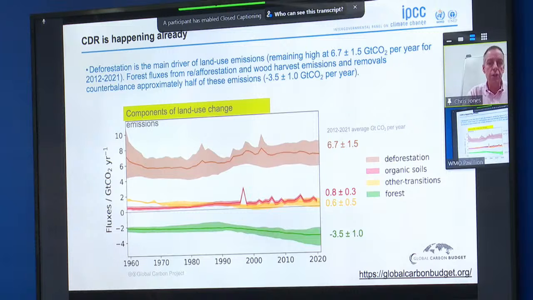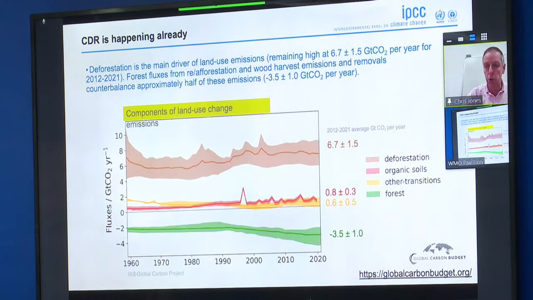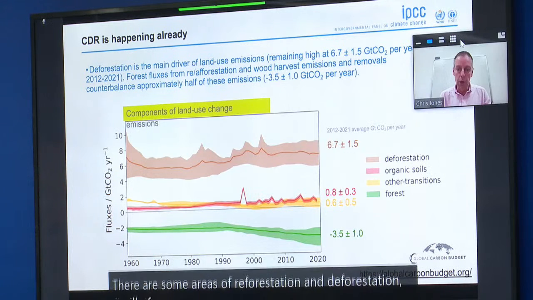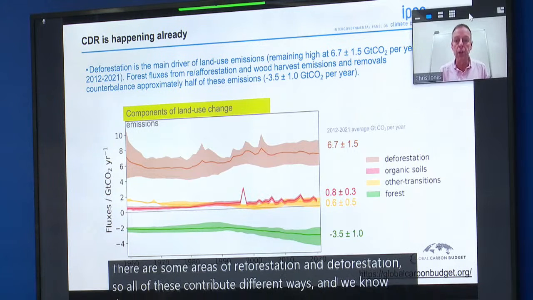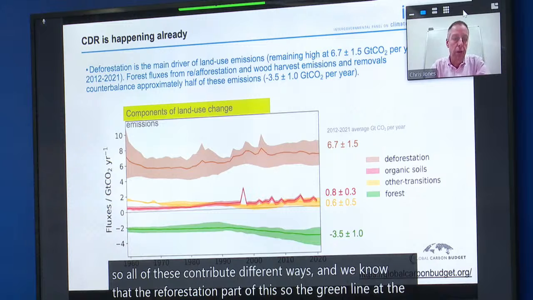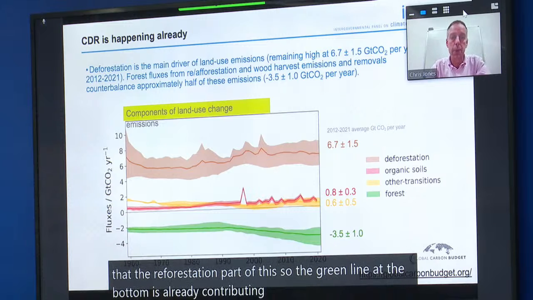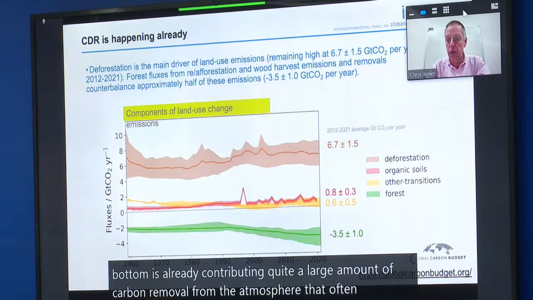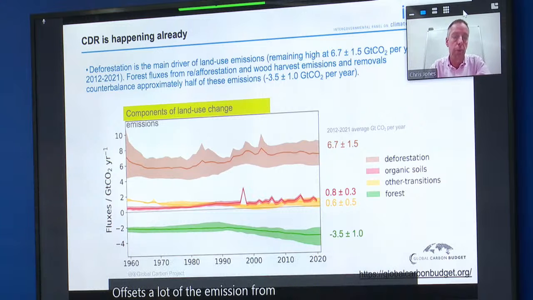When you say land use, my mind immediately switches to think about deforestation, but this is just a reminder there's a lot more to land use. We're talking about management on agricultural land. There are some areas of reforestation and afforestation. So all of these contribute in different ways, and we know that the reforestation part of this, so the green line at the bottom, is already contributing quite a large amount of carbon removal from the atmosphere that offsets a lot of the emission from deforestation.